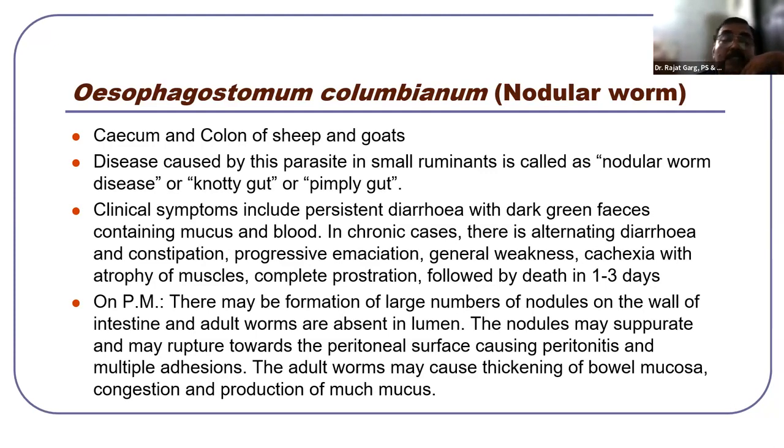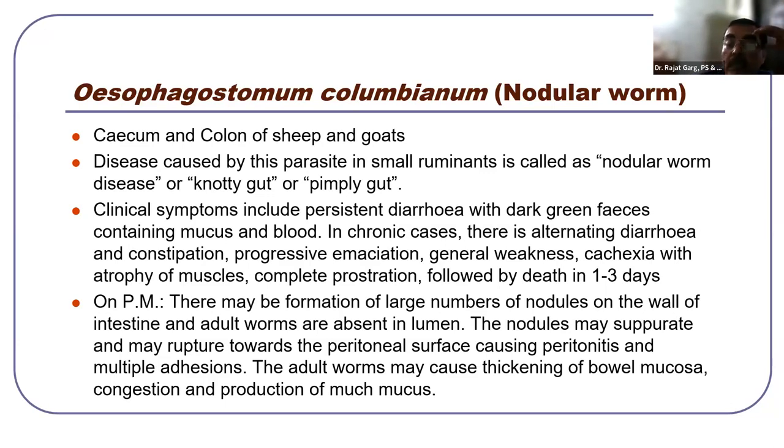But if the same animal gets reinfected with Oesophagostomum columbianum, then at that time the nodules will be formed by the fourth stage larvae, which actually penetrate into the mucosa of the small intestine of sheep and goats. Because the host is already primed against the parasite, because of the immune response, the nodules are formed only in such kinds of animals.